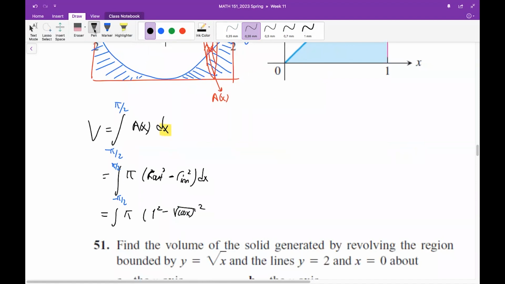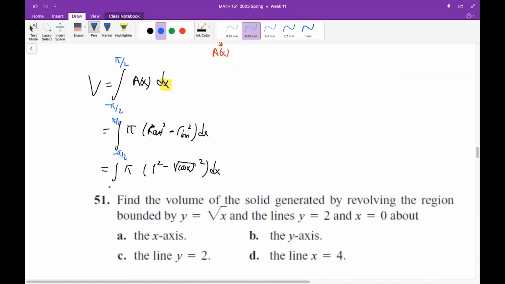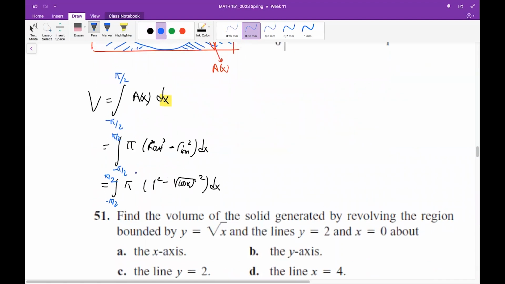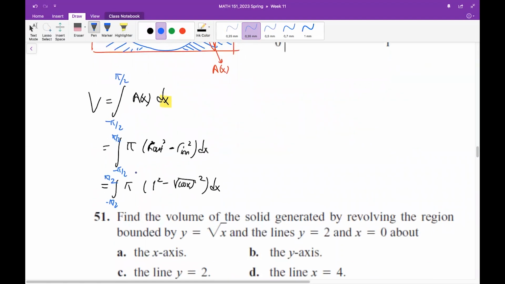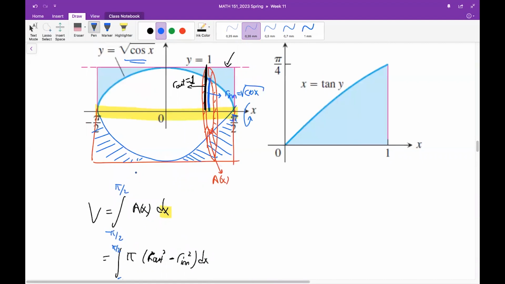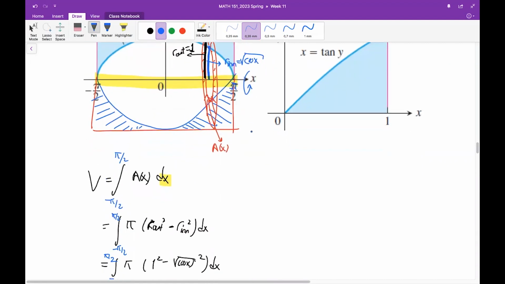Put a square there. Don't forget to square your radiuses like that. And then the boundary is minus pi over 2 to pi over 2. The result of this integral will give you the volume of this strange object. Okay? So this is how you apply the washer technique.